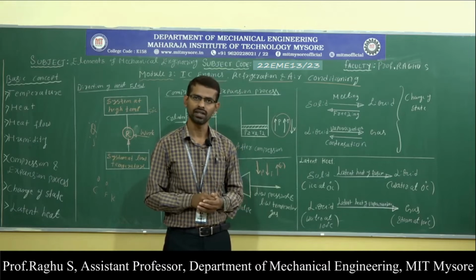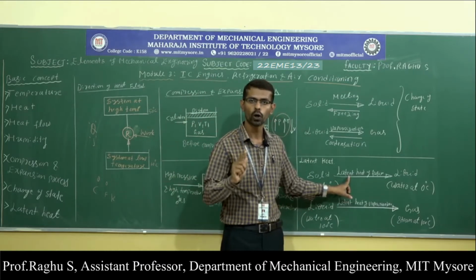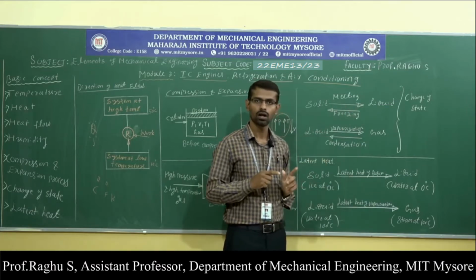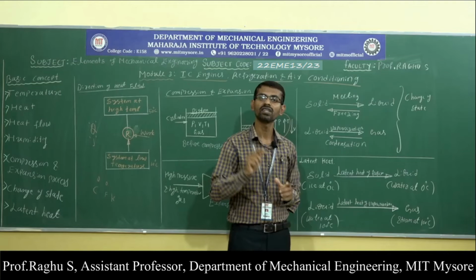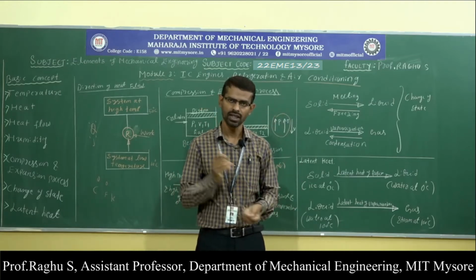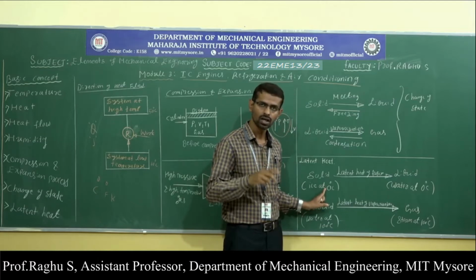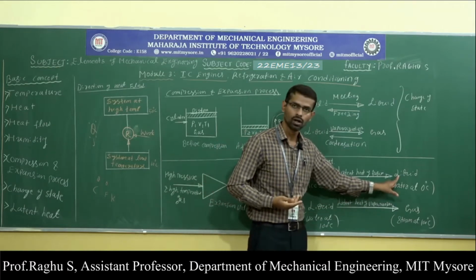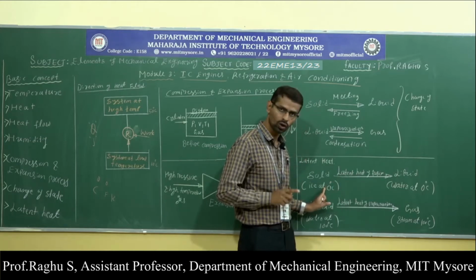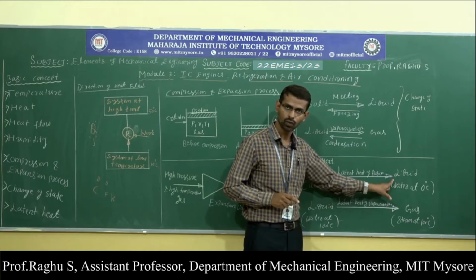Next, latent heat. What do you mean by latent heat? Latent heat means the amount of heat absorbed or released during change of state of a substance without changing temperature. For example, consider ice at 0 degree centigrade. Now ice is melting into water. Here we are observing the change of state. We have ice in solid state, and now ice gets converted into water.